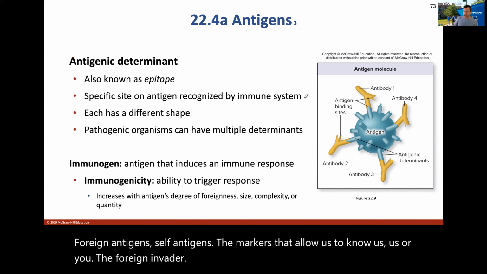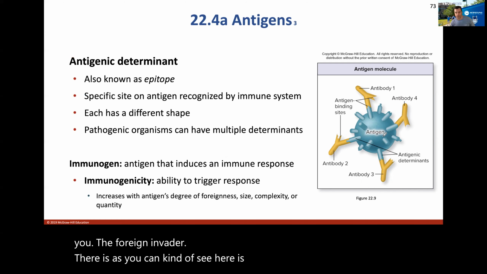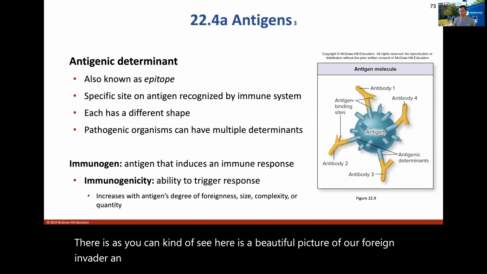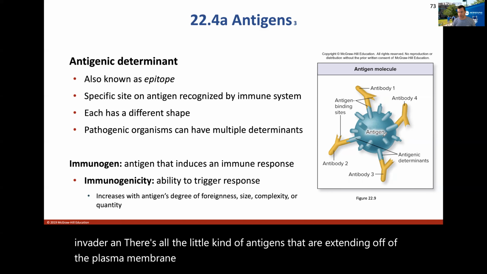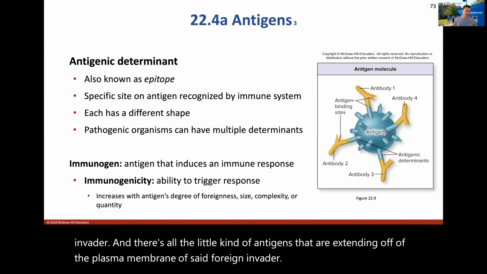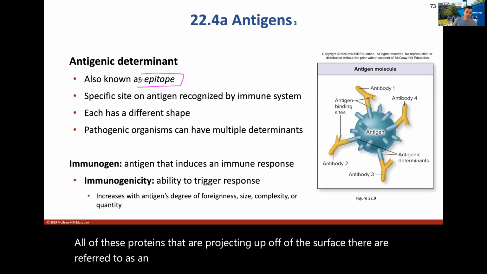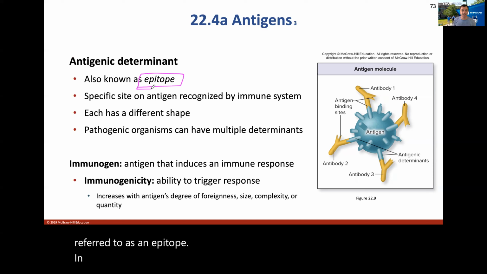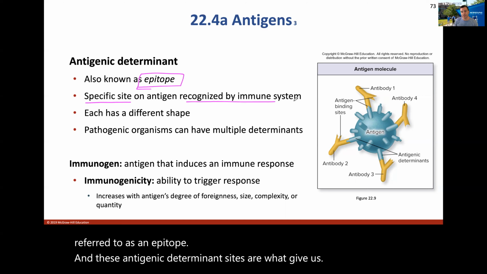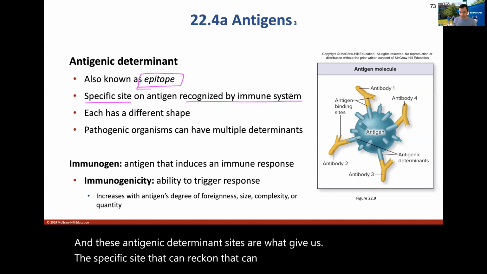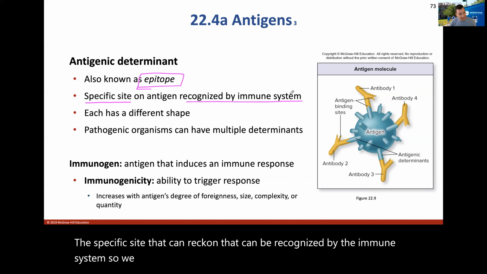As you can see here, there is a beautiful picture of our foreign invader, and there are all the little antigens that are extending off of the plasma membrane of said foreign invader. All of these proteins that are projecting up off of the surface there are referred to as an epitope, okay? And these antigenic determinant sites are what give us the specific site that can be recognized by the immune system, so we can mount a specific immune response.